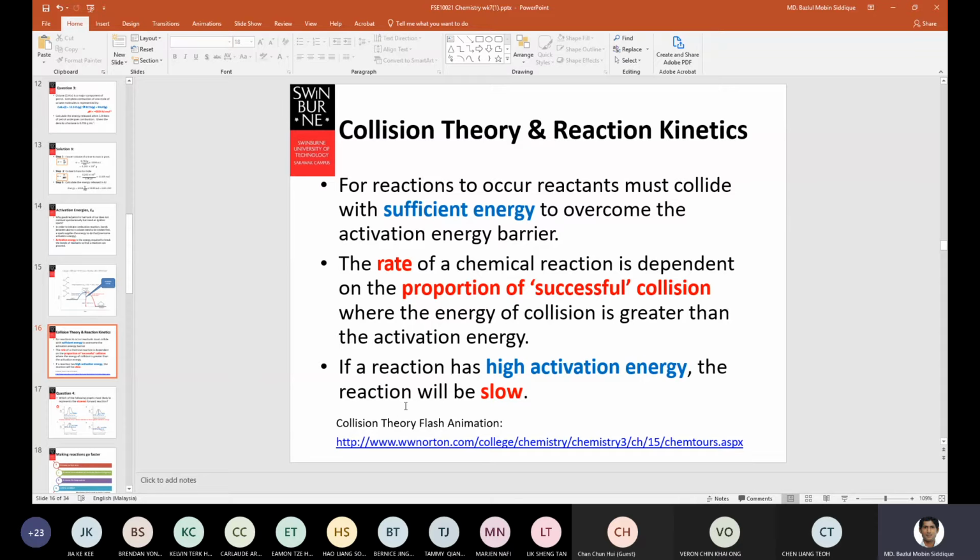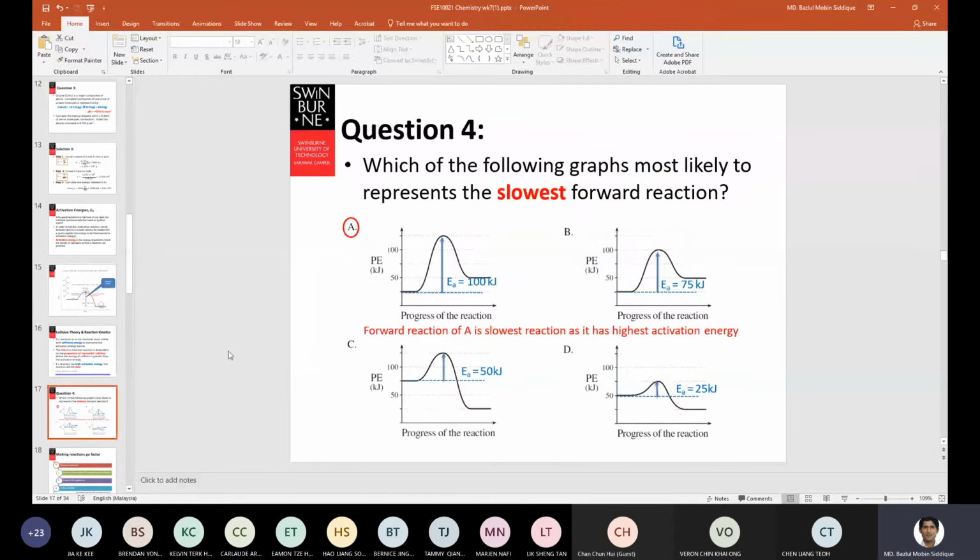So if any reaction has a very, very high activation energy, of course, if you have a very high hill or mountain to cross over, we will take a long time to cross. But if we have a lower mountain to cross, then we can cross faster. So that's the same thing. If the activation energy for that reaction is high, the reaction will be slow.